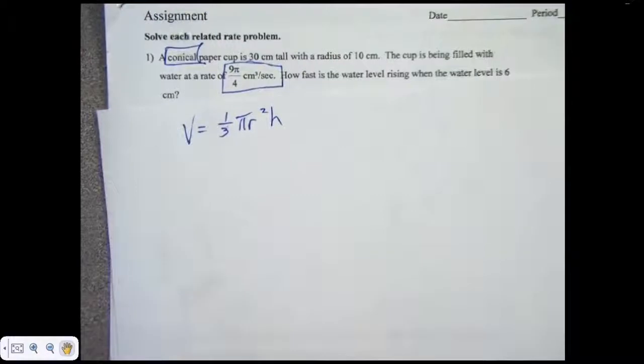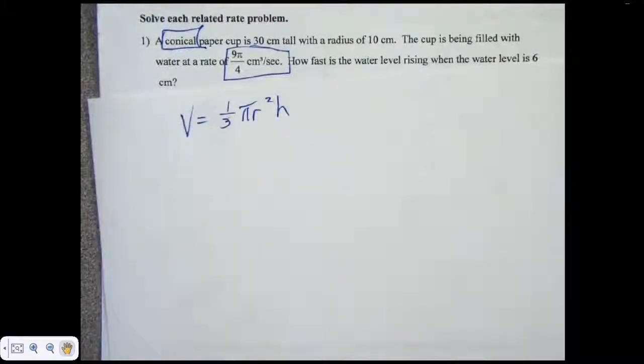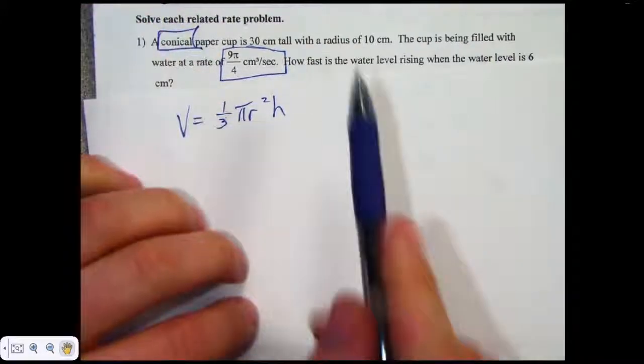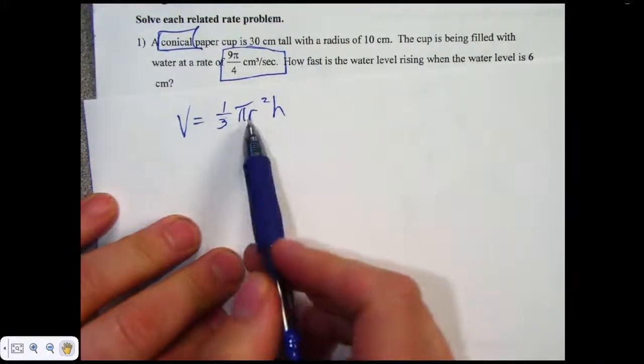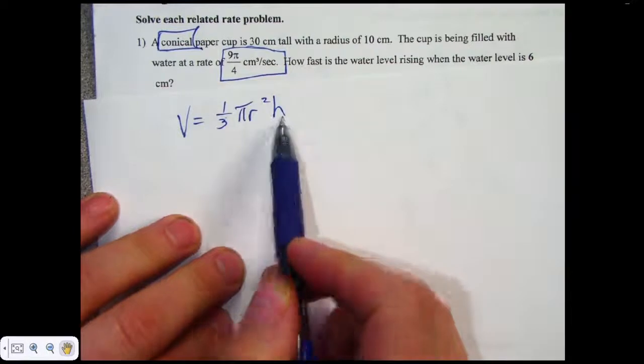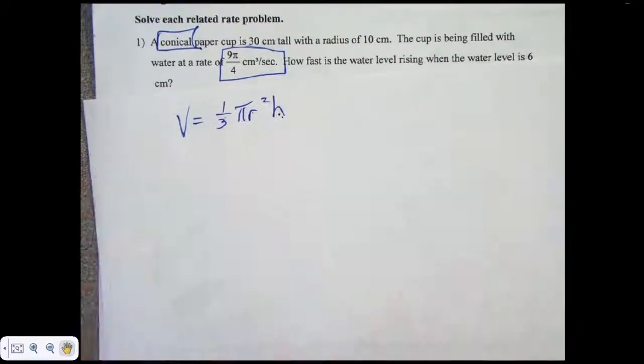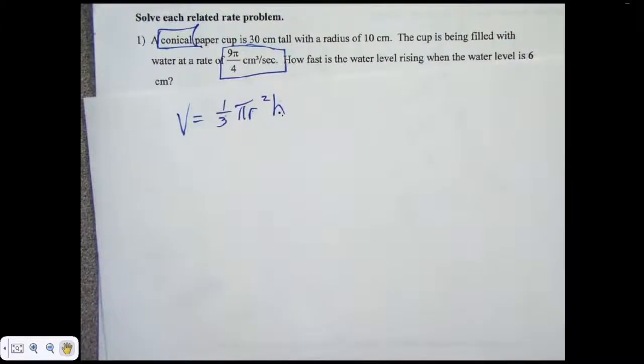One-third pi r squared h. Just a little tip: sometimes people mess this up and put one-third pi r cubed h. But if you had r cubed and h, how many dimensions is that? That's 4, and it's only supposed to be 3, right? So that's a clue to keep your powers at 3. But anyway, I'm going to go ahead and take the derivative of this.